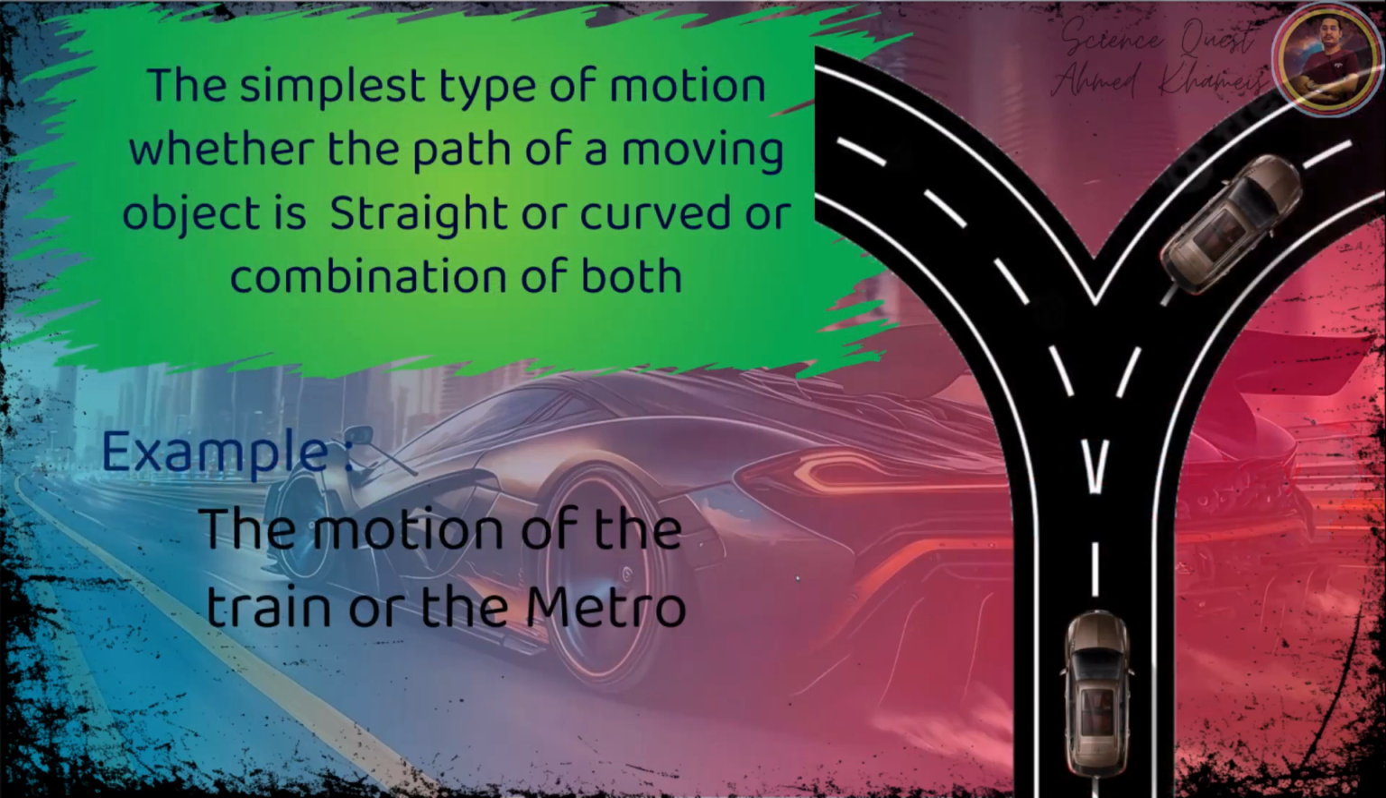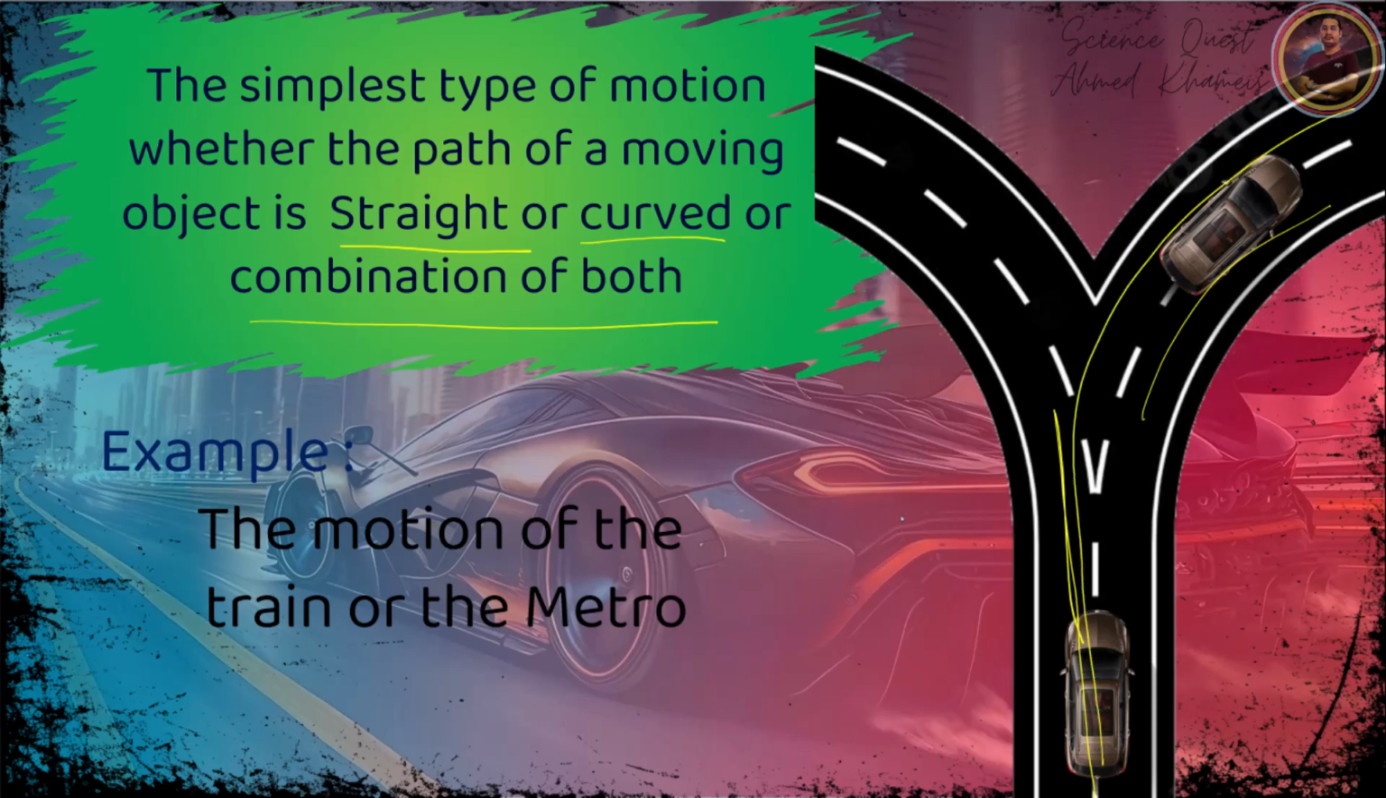So the motion in one direction is the simplest type of motion, where the path of a moving object is straight, curved, or a combination of both. So the motion in one path, or linear path, could be a straight line, curved line, or straight and curved line, like the motion of a train or metro. The train goes in a straight line or curved line or both and has a starting point and an ending point.